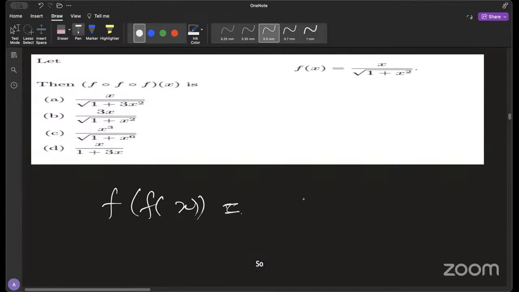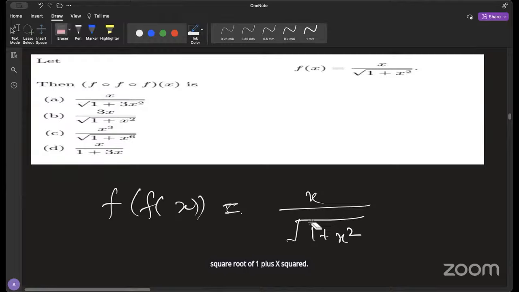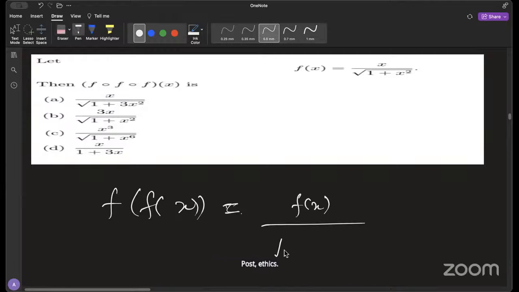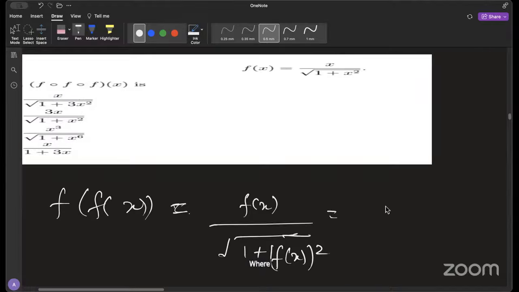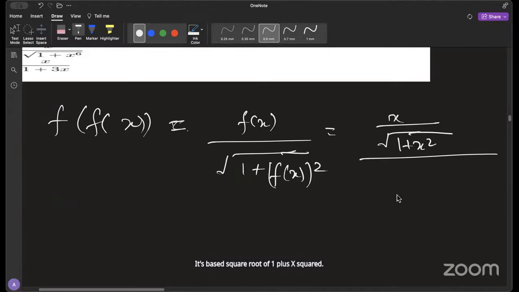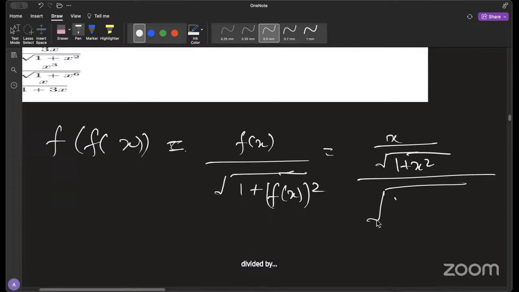So in place of x, you will put x by square root of 1 plus x squared. Or should I write the entire thing like this? First, f of x by square root of 1 plus f squared, and this will be x by square root of 1 plus x squared, divided by square root of 1 plus x by square root of 1 plus x squared, and this entire thing squared.